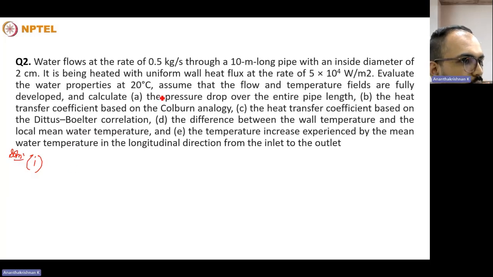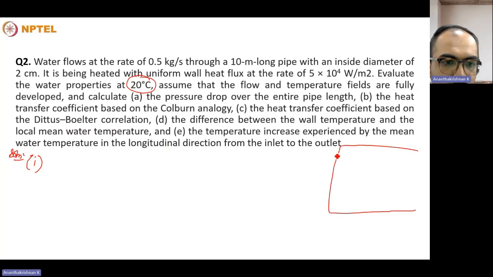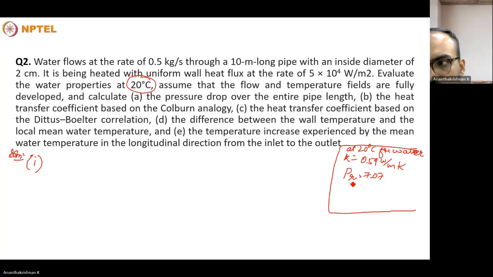So the water properties need to be evaluated at 20 degrees Celsius. So we'll find that from a property table. The thermal conductivity at 20 degrees Celsius for water, k, is equal to 0.59 watt per meter Kelvin. Prandtl number is equal to 7.07. Density is 998 kilogram per meter cube.